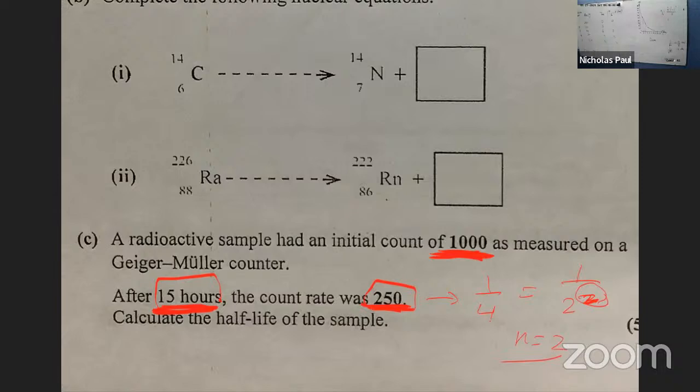So if 2 half-lives take 15 hours, you get 7.5. So that's the concept that we use. Try to figure out how long it takes to reach 250, and we figured out it took 2 half-lives.